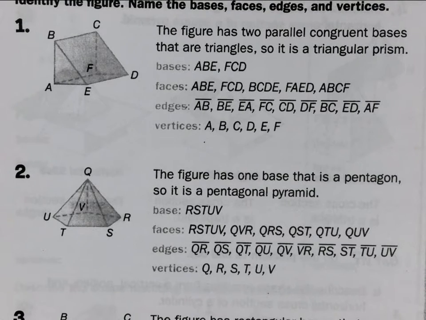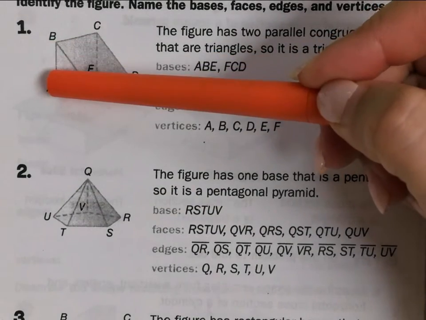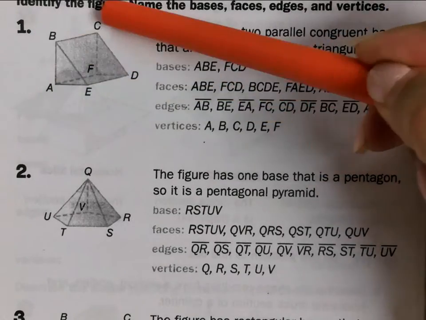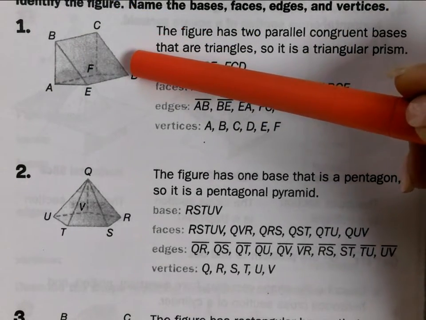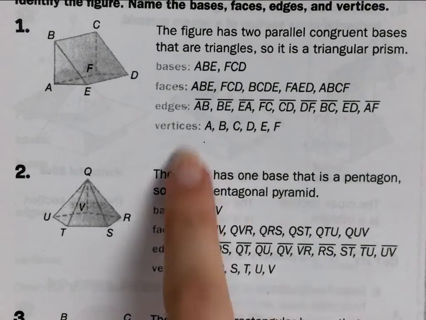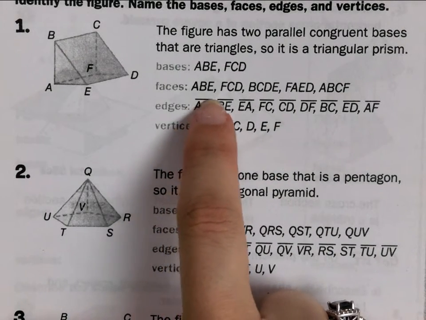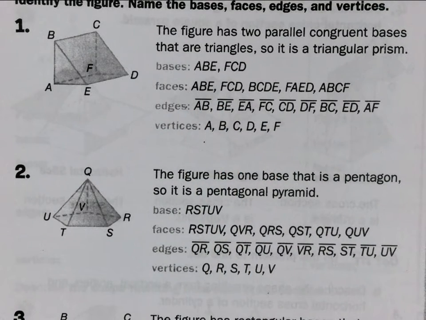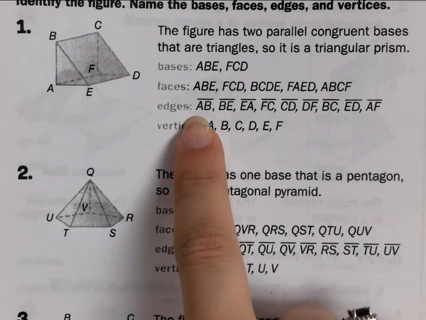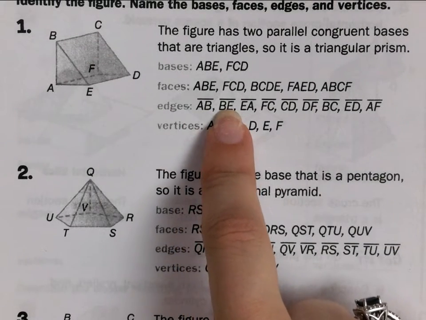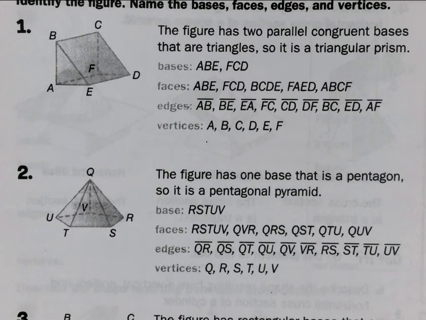And then my edges, those are just my straight lines. So AB, BC, CD, but they are called line segments. That means when you're writing them down, you have to put that line over your two letters, because that tells me that that is line segment AB, line segment BE, and so forth. Okay, so you can't forget that line over the top. And then my vertices, those are just all those corner points. So every single letter listed.